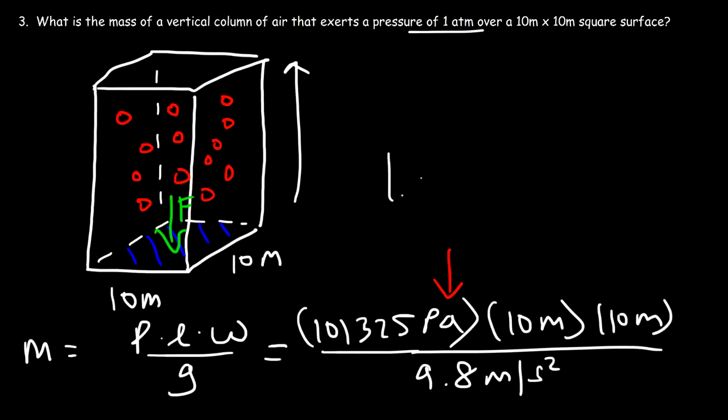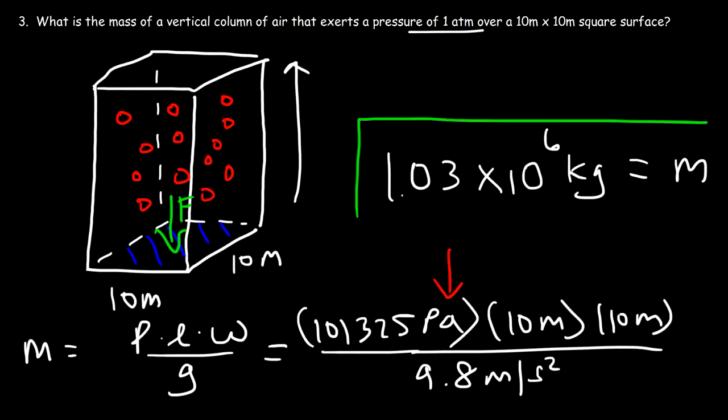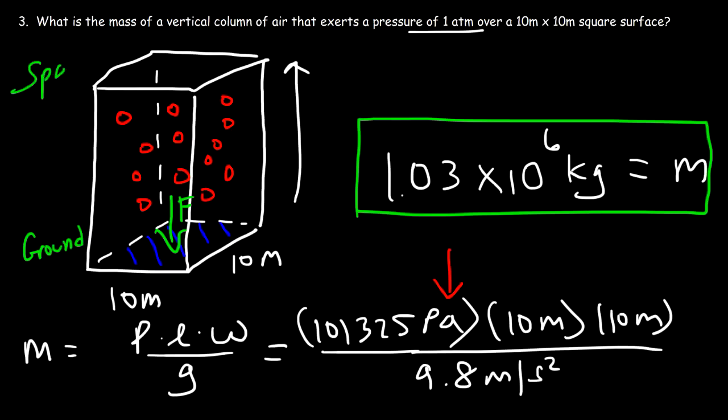So the answer is 1.03 times 10 to the 6 kilograms. So that is the mass of air that extends from the ground, that is from the Earth, to outer space within this vertical column of air, which measures 10 meters by 10 meters. So as you can see, there's a lot of air molecules between the ground level and outer space. And so that's why the pressure is 1 atm.